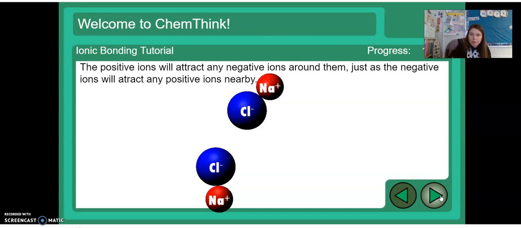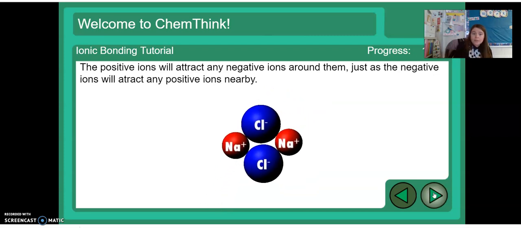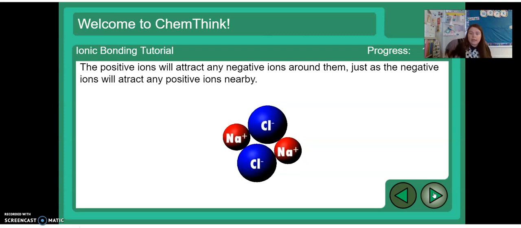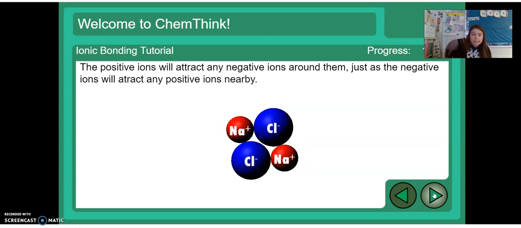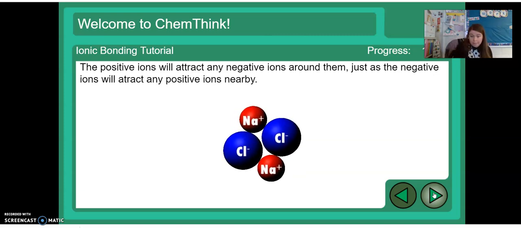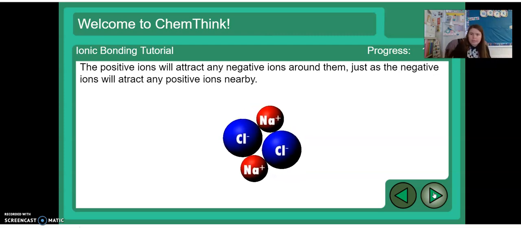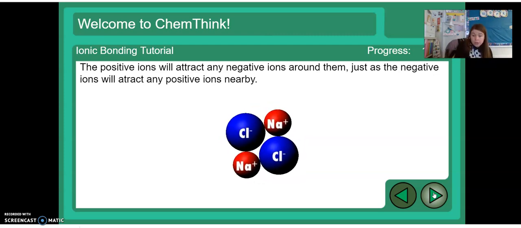And so instead, what we'll see happen is that the positive ion over here will attract to this negative ion over here. And this positive ion over here will attract to this one. And it creates this little crystal. So the positive ions are going to attract with any negative ions around them, just as the negative ions will attract with any positive ions around them. And they'll continue to do this. There's no max number. They want to be surrounded by ions that are oppositely charged from them.